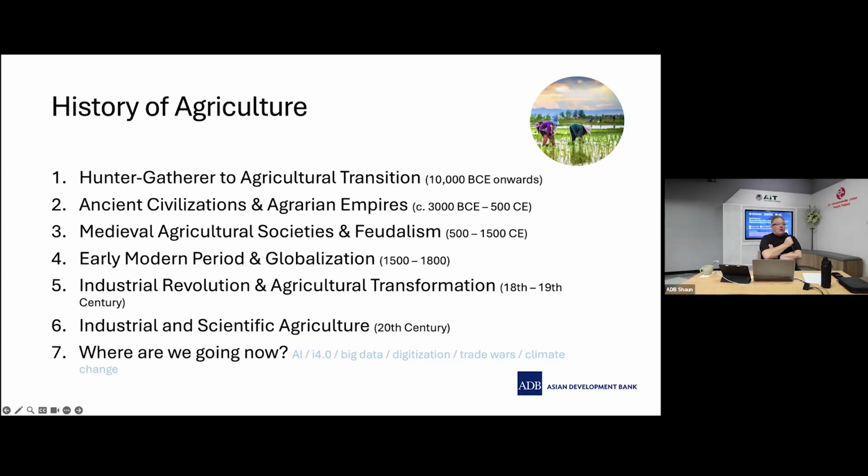So if you go back about 12,000 years ago, the Neolithic period of human civilization, we moved from hunter-gatherers to an agricultural transition, or elements of an agricultural transition, which gave us a bit of a surplus of food at that time, and populations were able to grow or stabilize over that period of time.